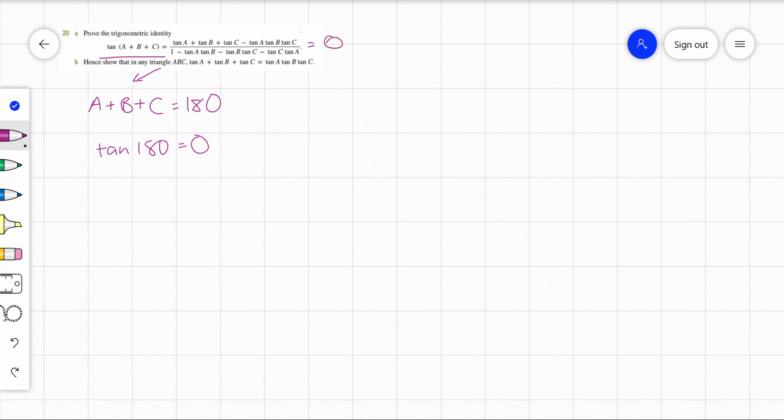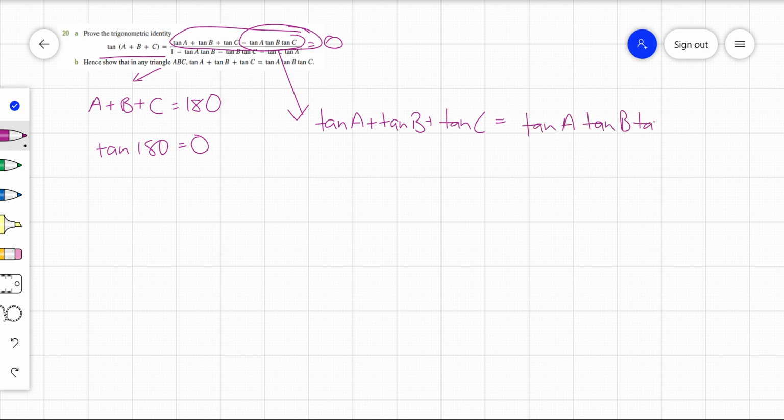Now if this is 0, it means that the top is equal to 0. And if that is equal to 0, then if I put all this on the other side it becomes positive, so tan A plus tan B plus tan C has to equal tan A times tan B times tan C. That's an interesting property: the sum of tan A, tan B, tan C has to equal the product of tan A, tan B, tan C.